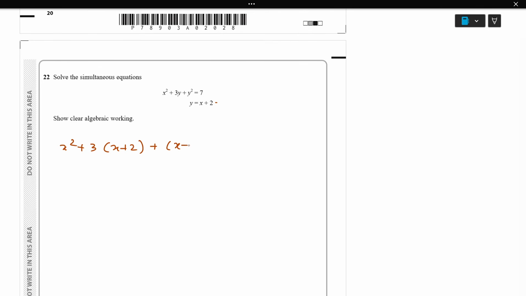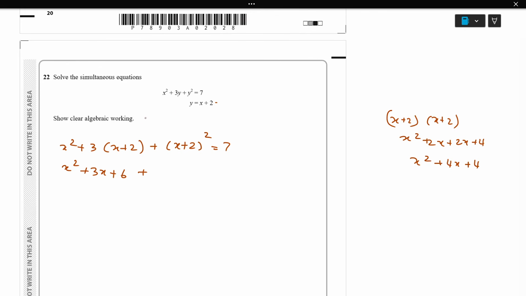Next, question number 22. So it's a simultaneous equation. So this y we are going to substitute in the first equation. So x squared plus 3 into x plus 2. Wherever y is there, we are going to substitute x plus 2, plus y squared, so x plus 2 whole squared, equal to 7. So expand everything. x squared plus 3x plus 6 plus x plus 2 whole squared, so x plus 2 times x plus 2, which is x squared plus 2x plus 2x plus 4, which is x squared plus 4x plus 4. So x squared plus 4x plus 4 equal to 7.